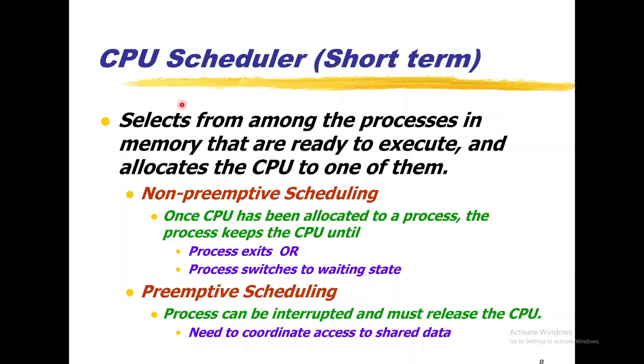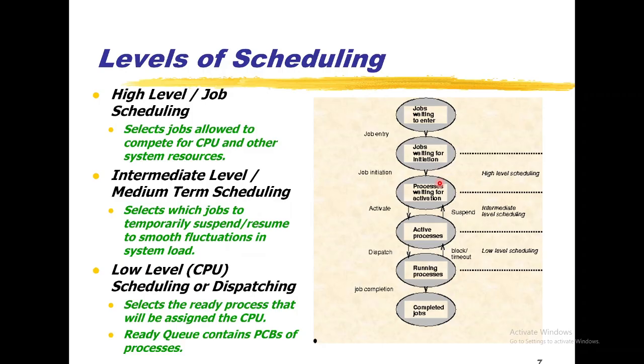Now let's look at the CPU scheduler, the short-term scheduler. This selects from among the processes in memory that are ready to execute and allocates the CPU to one of them. There's a difference between the dispatch we saw at this level and the CPU scheduler. When we talk of the job scheduler, it picks jobs from the job pool, which could be in your hard drive or in your RAM. It picks the job and puts it in the ready queue.